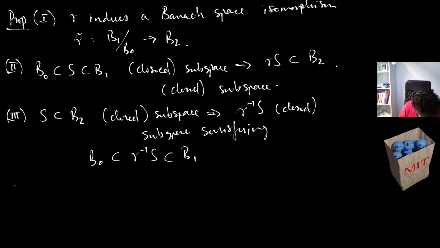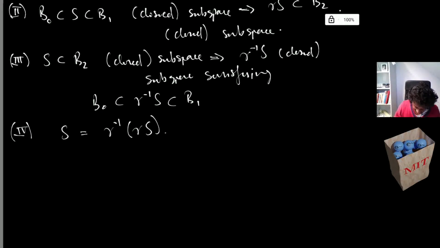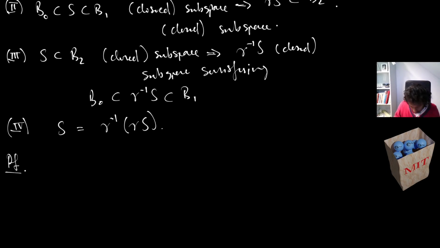Okay, and the last point I want to make, and this is an important point, is that S is equal to gamma inverse gamma of S. So the reasons for this will become clear in a second. Why we want to do this, right? Okay, maybe I should give the example first, and then move on to the proof.